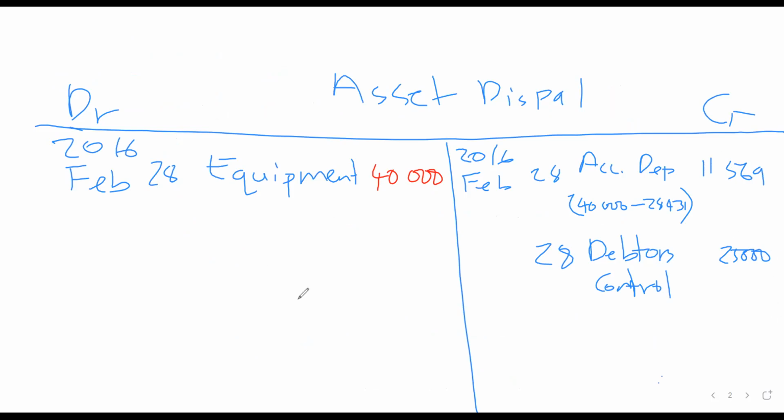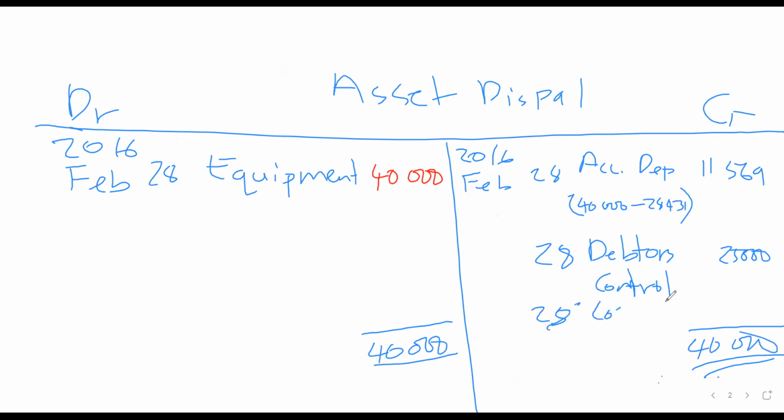Which side is bigger here, debit or credit? The debit side is bigger, right? So if the debit side is bigger, do you have a profit or a loss? There's a loss, yes. So the loss is the difference. Here you say loss on sale, and it is that difference. How much is it? 3,431. That's your asset disposal.